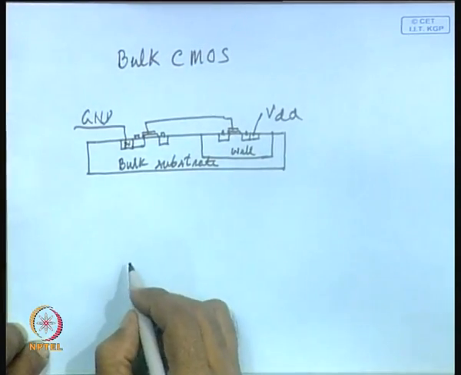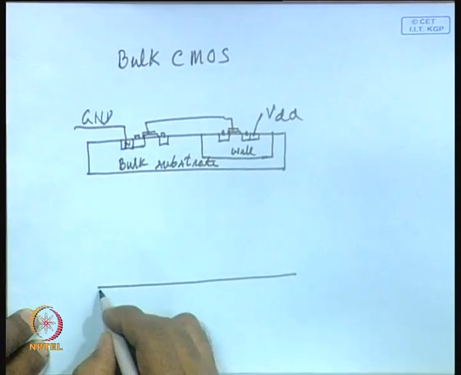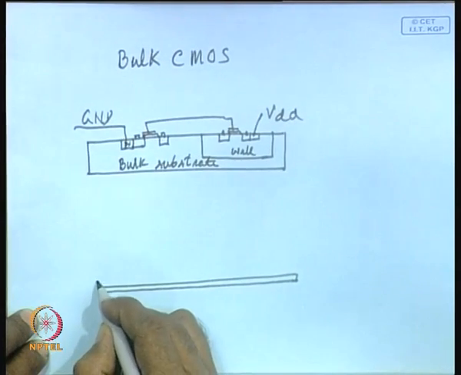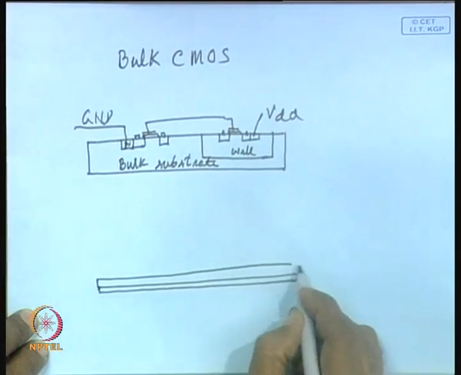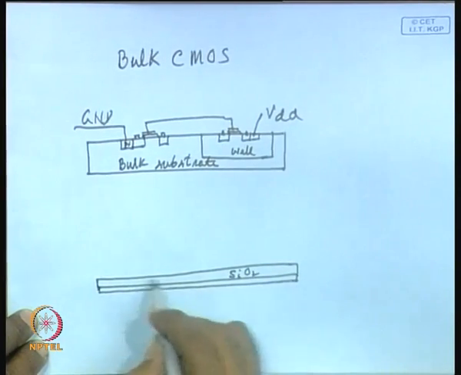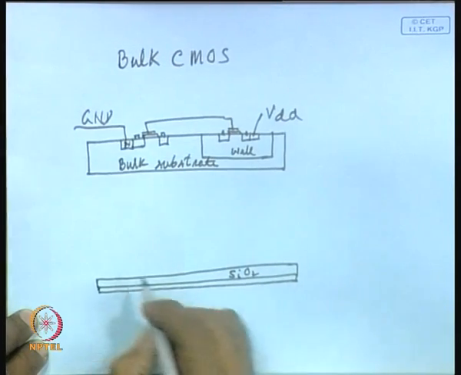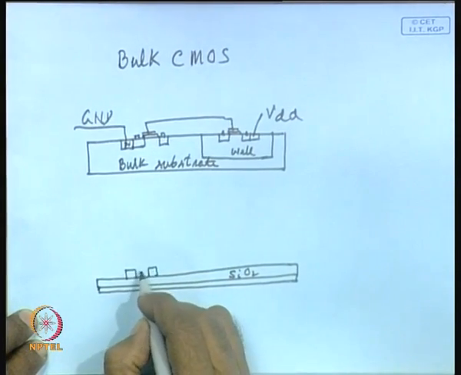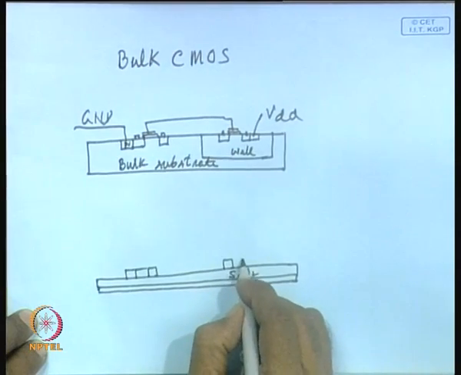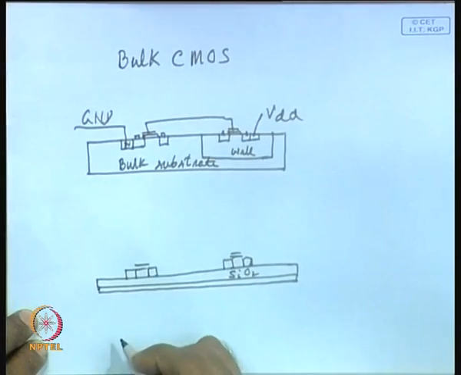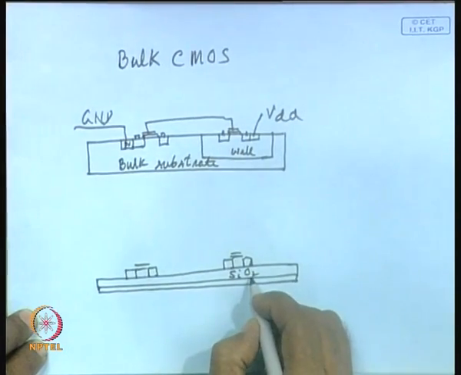Another approach is you will start with the substrate, then you will deposit a silicon dioxide layer. So, here is your SiO2. So, this is the insulator, and on top of this you will create those various transistors. That means, you will form an NMOS transistor, you will form a PMOS transistor, then you will do the interconnections and so on. So, you can see this is called silicon on insulator.